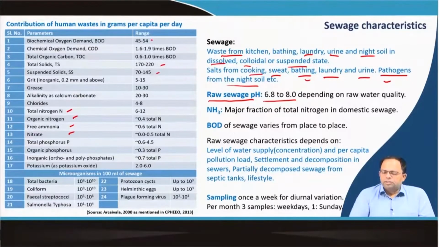And BOD of sewage varies also from place to place. Now, why does this BOD vary? Because when we design a sewage treatment plant, we consider two things: the organic loading, that means the BOD that we have to remove, as well as the total suspended solids or total solids in that particular sewage. So, these are the two components that we have to remove.